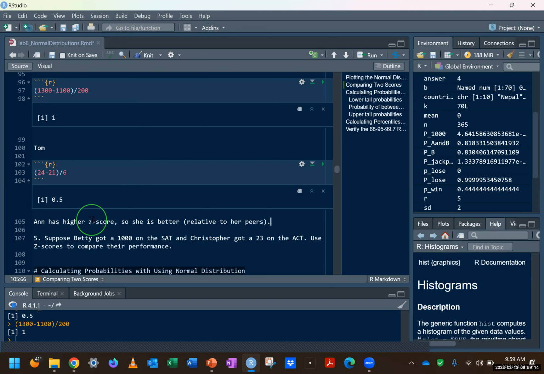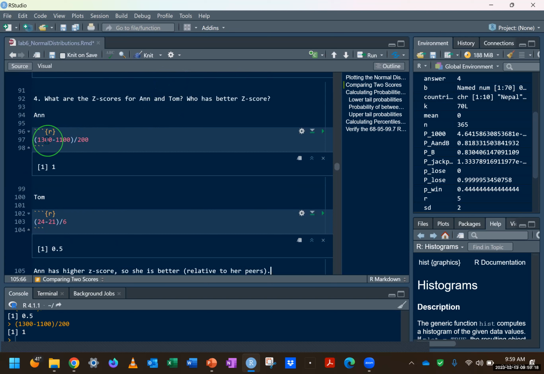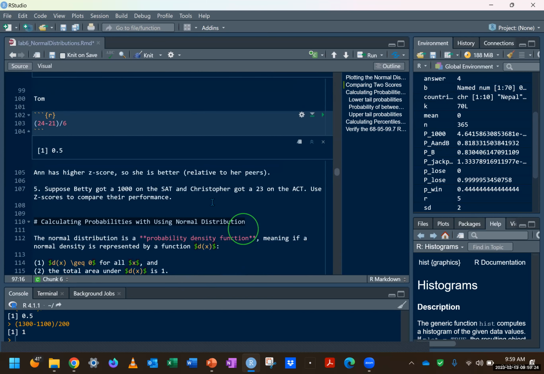Very good. That's something that colleges look at. How does your score compare to the mean, relative to how spread apart the data is? Your next problem is to practice another one, comparing Betty and Christopher. See if you can find an accurate comparison of their z-scores. I'll stop with this video and we'll continue with the next for calculating probabilities using these distributions. See you there.